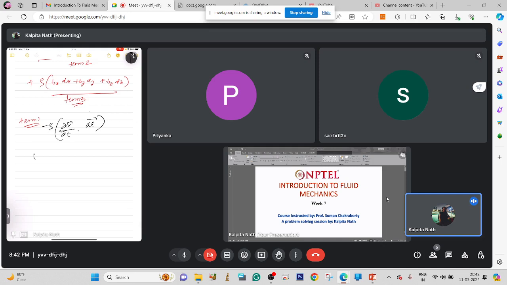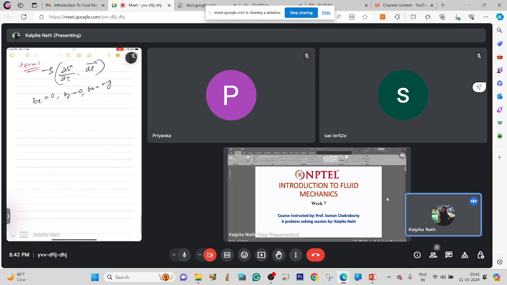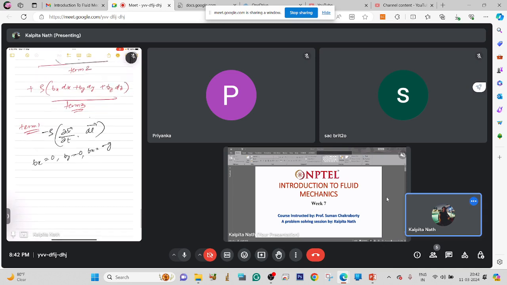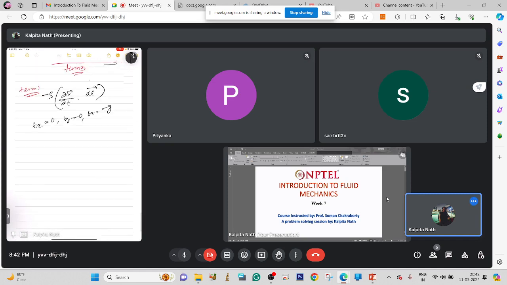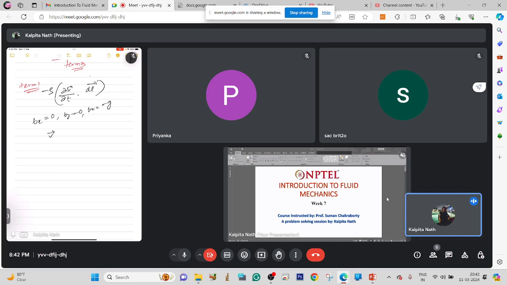Now assume that the body force is only along z direction, and bx is equal to 0, by is equal to 0, only along z direction body force is there. So if we write this part, v dot del v, we can break down in vector form. So in vector notation, this is v vector dot del v vector, which can be written as half of del v vector dot v vector minus v vector cross del cross v vector.